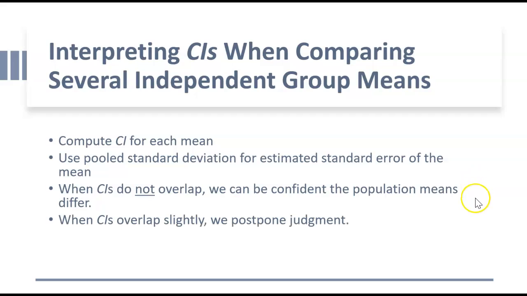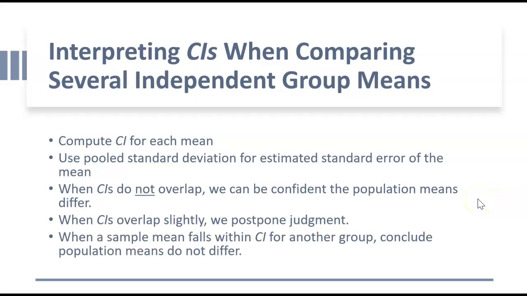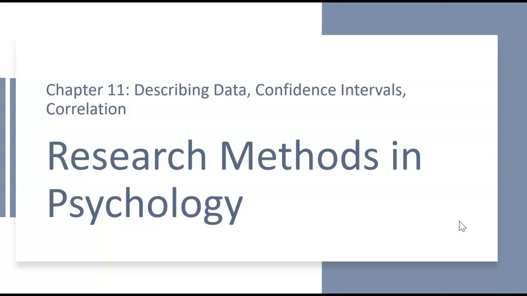If they overlap only a little, as opposed to a lot, that means we need to do more research, perhaps with larger N, in order to draw a more confident conclusion. If you have a sample mean that falls inside the confidence interval for another group, then what you're supposed to do is to conclude, and this could even be if you have a significant test result, that the populations from which the samples were pulled are actually not different from one another.